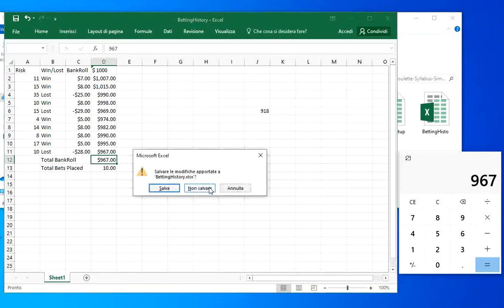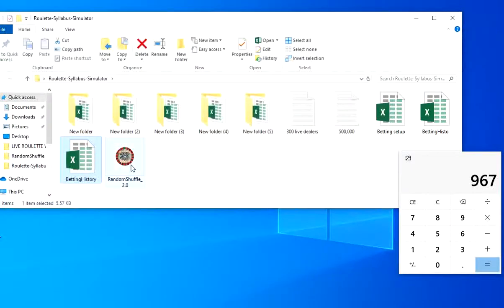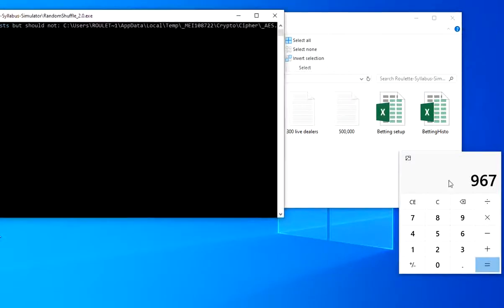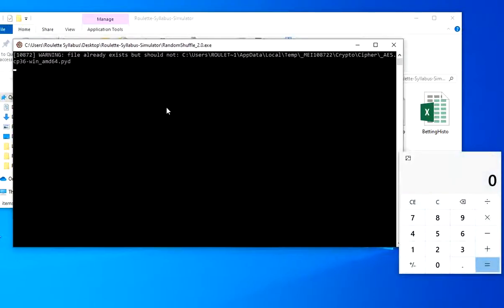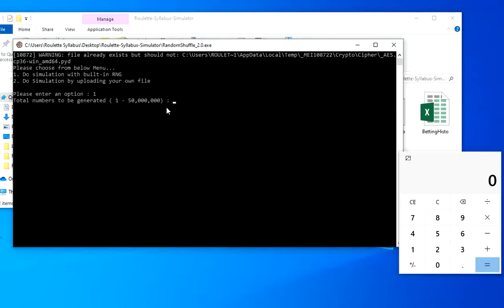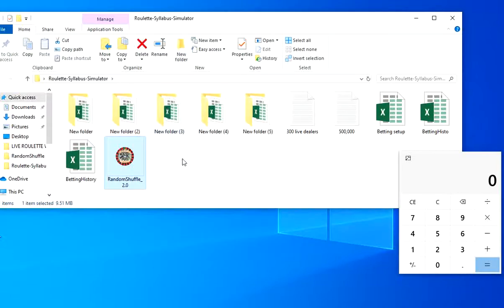So that was flat bet 1. Let me run flat bet 2 with the same setup, and then you see the difference. Okay, so load it up. Option 1, built in RNG, random numbers, 50 spins, 15. Flat bet 2. Let's look at that. Done.